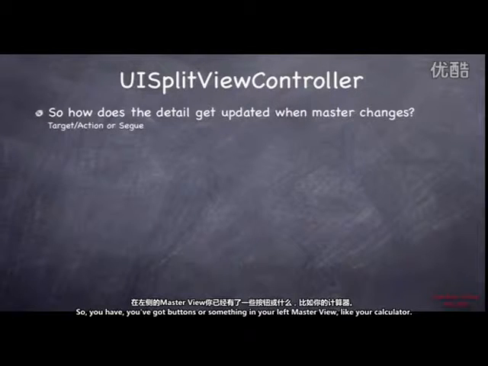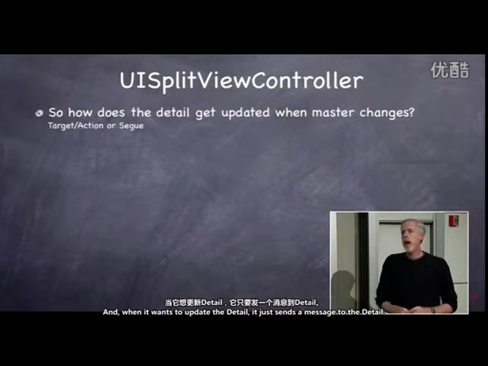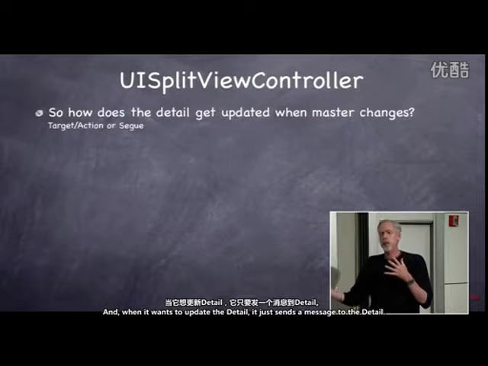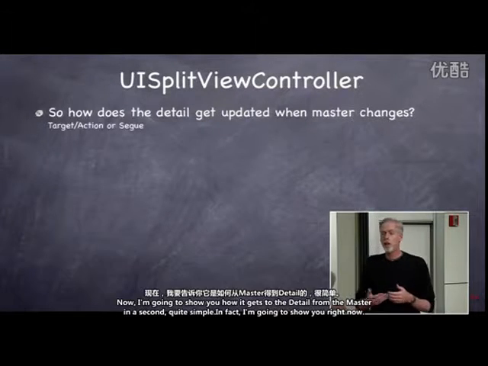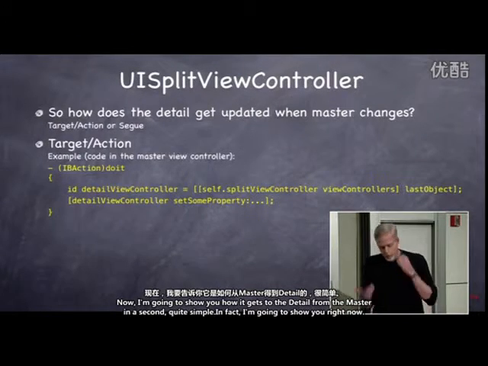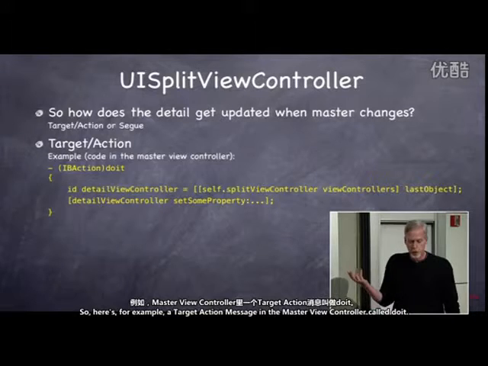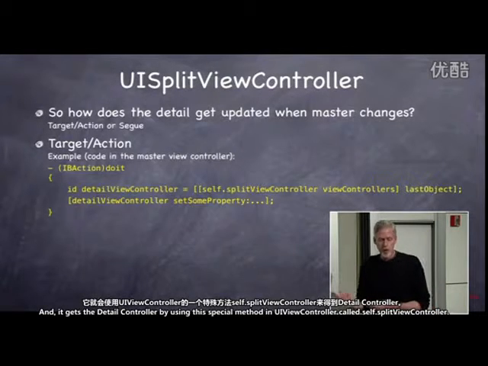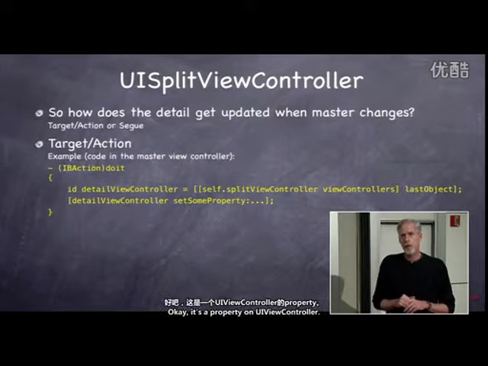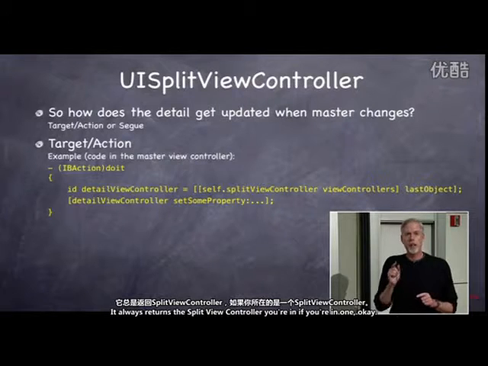So you've got buttons or something in your left master view, like your calculator, and when things are clicked, it's sending target action messages to your controller, the master controller, and when it wants to update the detail, it just sends a message to the detail. Now, I'm going to show you how it gets to the detail from the master in a second. It's quite simple. In fact, I'm going to show you right now. So here's, for example, a target action message in the master view controller called doIt. And it gets the detail controller by using this special method in UIViewController called self.splitViewController. Okay, it's a property on UIViewController.